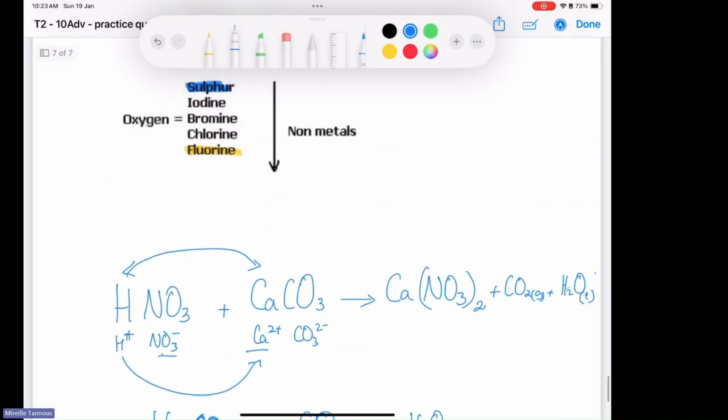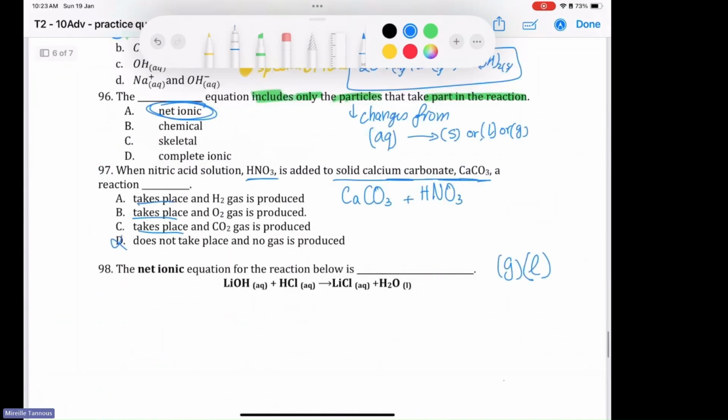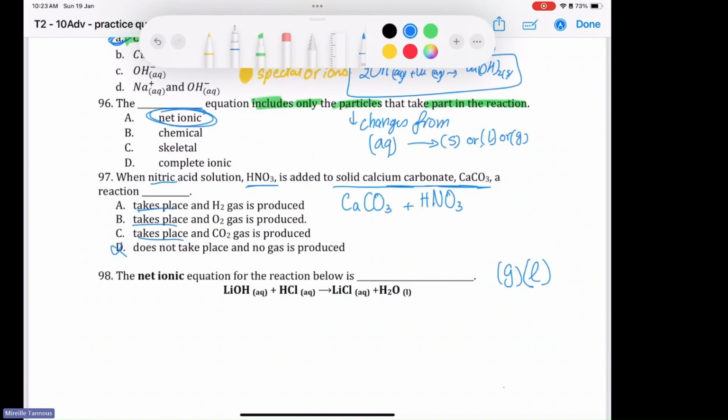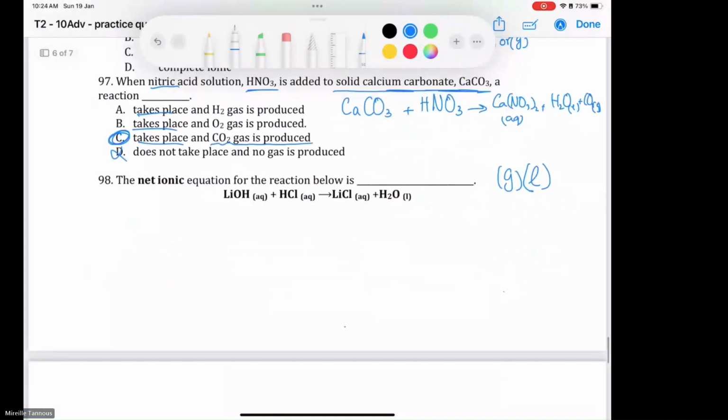So back to the question, and I hope that I am clear in this one. When nitric acid is added to solid calcium carbonate, there is a reaction and I will obtain Ca(NO3)2 aqueous, but I will get liquid water and carbon dioxide gas. So here, they're not talking about water, they are just mentioning the CO2 gas produced. Okay, other questions?